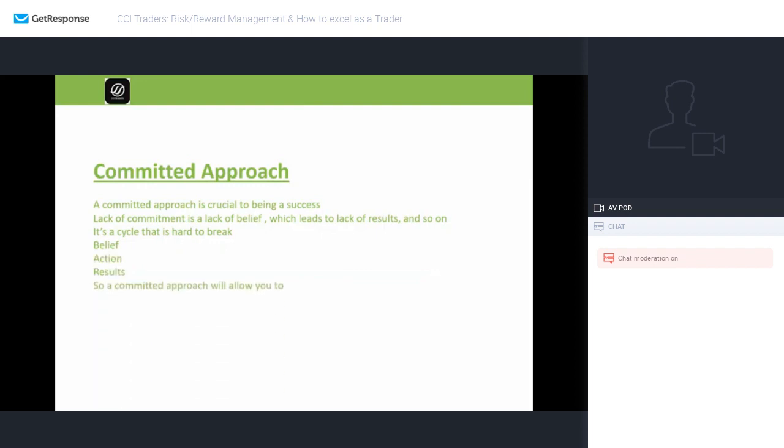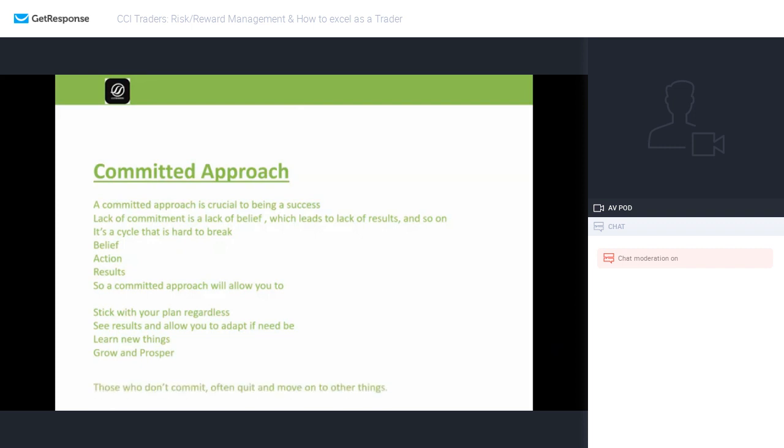So a committed approach will allow you to stick with your plan regardless. It will allow you to see the results and adapt if need be. So you need to be in a position where you see the results, and if you're not happy with them, you can adapt the process accordingly. You can learn new things with a committed approach. It's so powerful. You can grow and you can prosper.